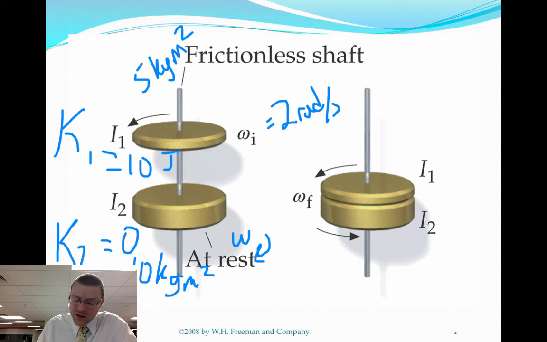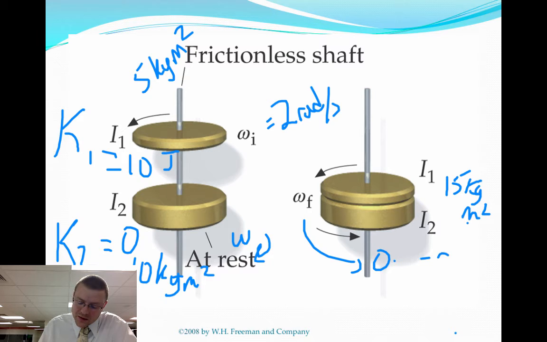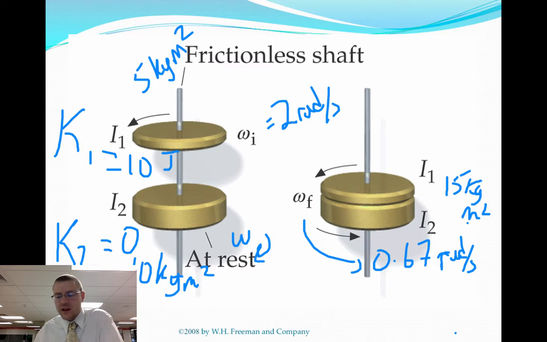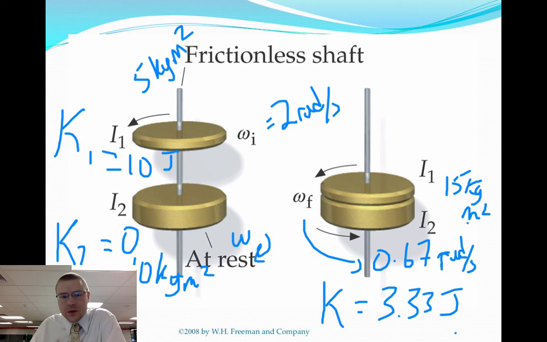Afterwards, their combined moment of inertia now is 15 kilograms meters squared. And we know that their final omega here is 0.67 radians per second. So this one you can't really do in your head. Make sure you got a calculator for this. But 0.67 radians per second squared multiplied by 15 multiplied by 1/2 gives you 3.33 joules. So right there we know this is not an elastic collision.